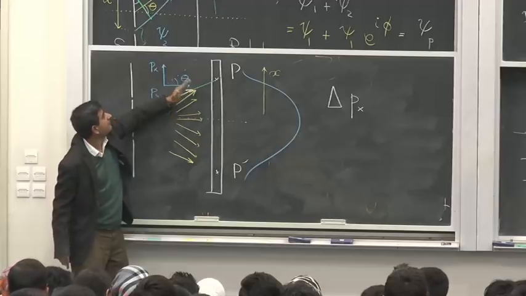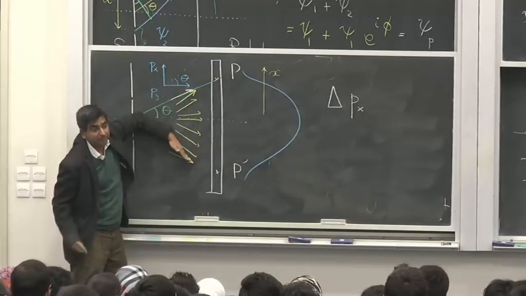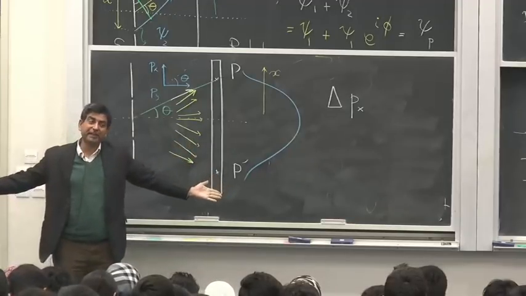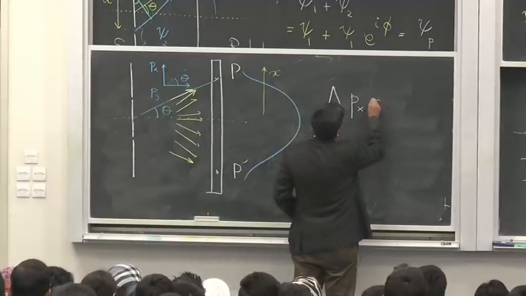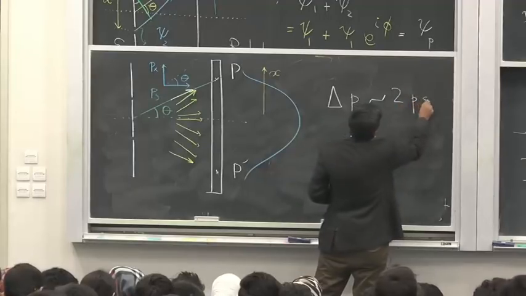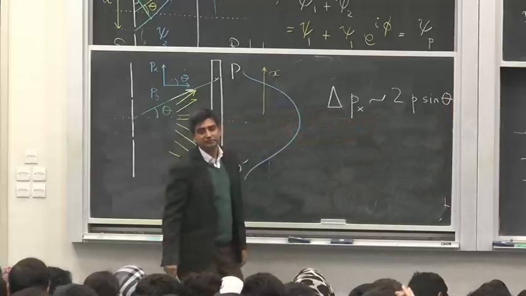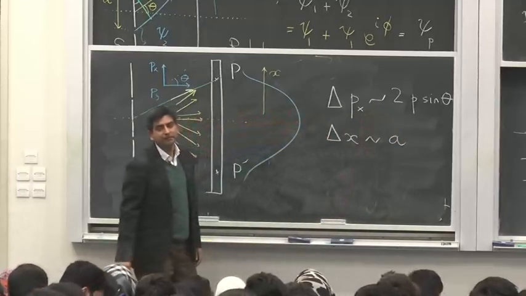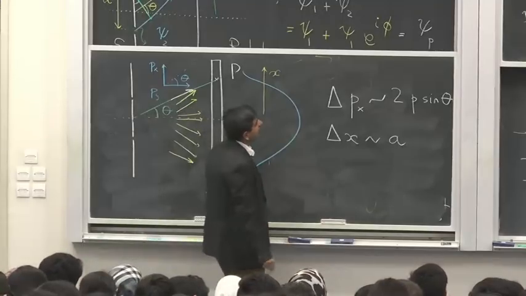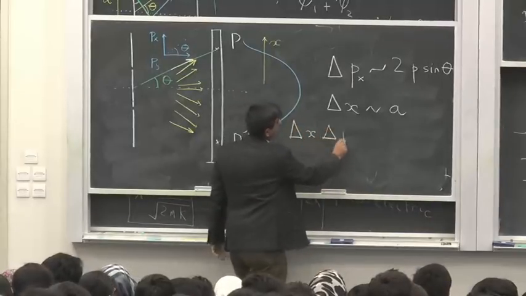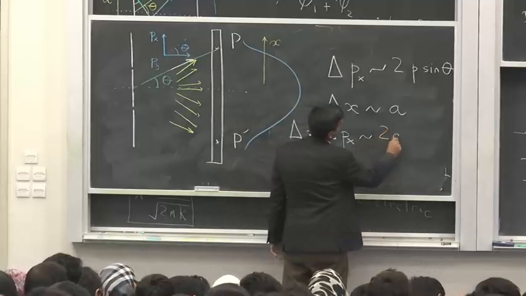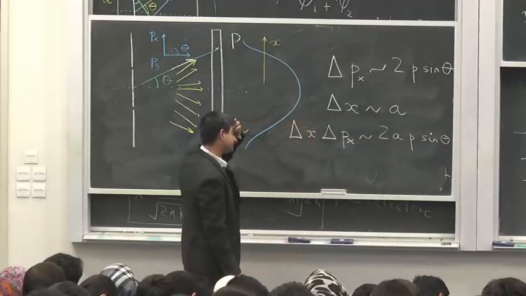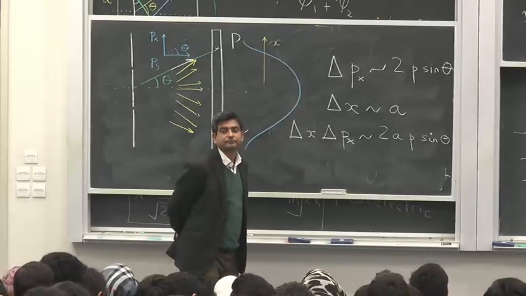So one extreme is px is p sine theta. What's the other extreme? p sine of minus theta, which is minus p sine theta. So what's the total range in my px? 2p sine theta. So my delta px is of the order of approximately 2p sine theta. What is my delta x? So of the order of a. Now what is the product of delta x and delta px? It's 2a p sine of theta. Alright?